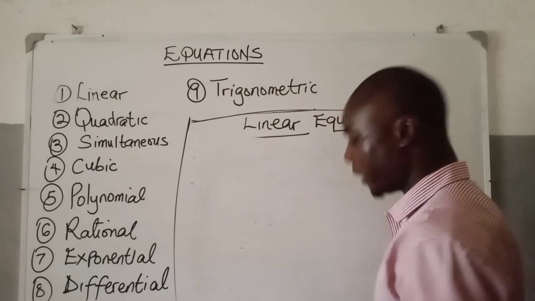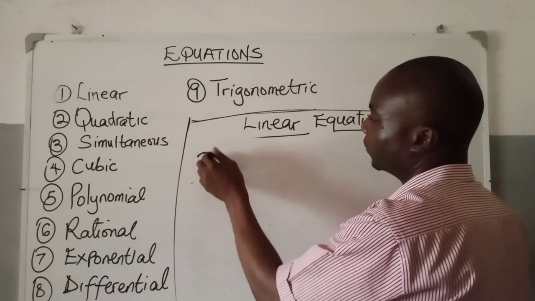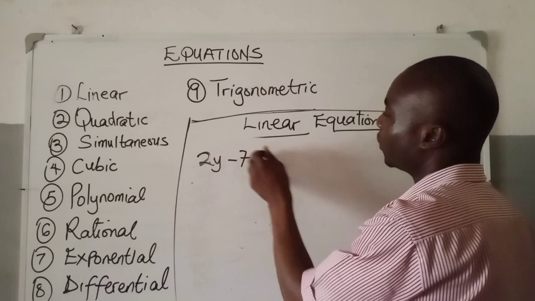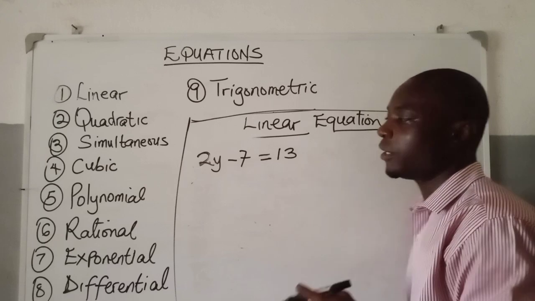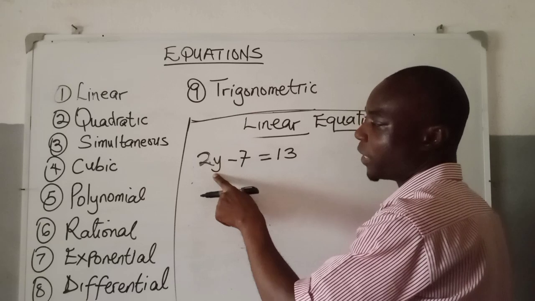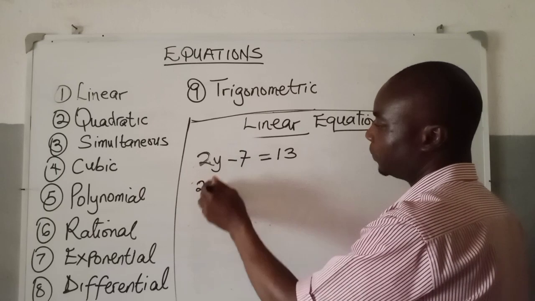We have 2y minus 7 is equal to 13. In this equation, our unknown is the value of y. So the first thing we'll do is to bring down our 2y.